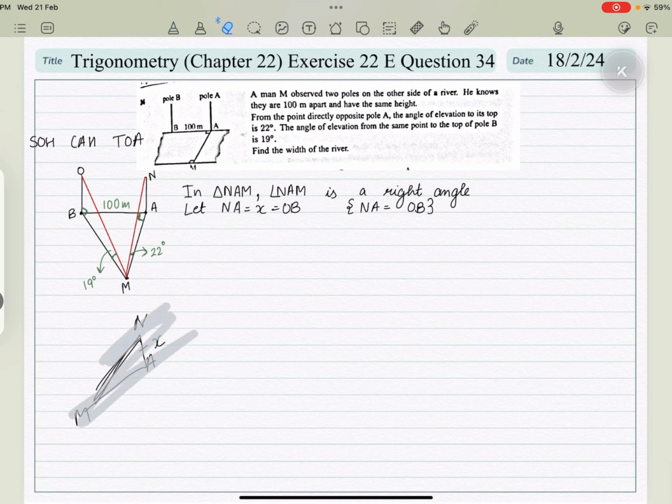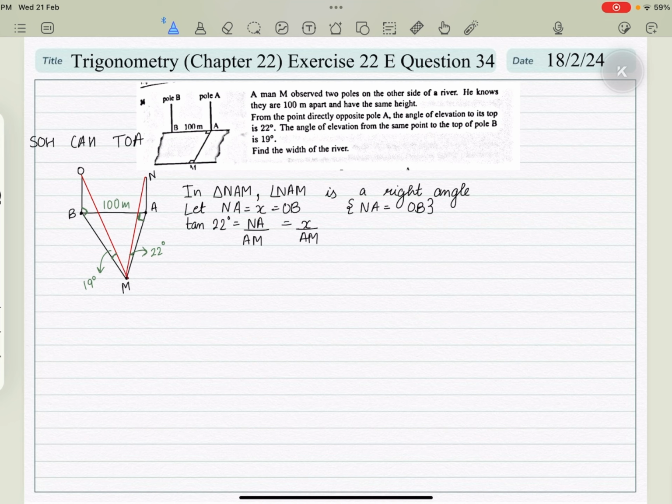We're going to start by writing what we have to find out. We have to make a relationship between NA and AM. If this is the angle, then we would use TOA because of opposite and adjacent. So we would write tan 22 degrees is equal to opposite upon adjacent. Opposite is NA and adjacent is AM. That would give us x upon AM.